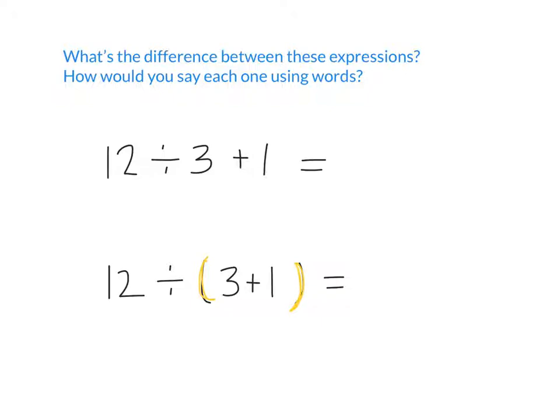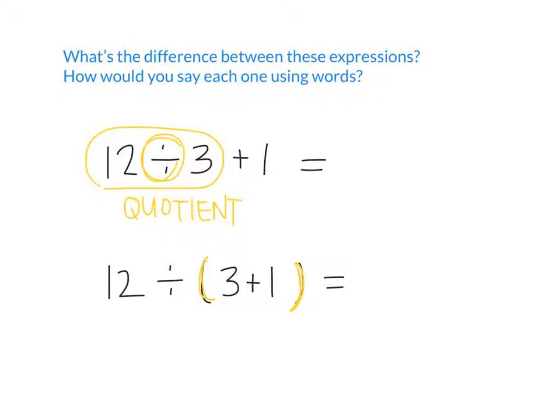Next, I want to ask you, how would you say these using words? This is 12. So what do you do first? 12 divided by 3 or 3 plus 1? When you're using division, what word means division? Quotient. Good, because here I'm finding the quotient of 12 and 3, and then I'm adding 1, right? So I can say the top expression would be 1 more than the quotient of 12 and 3. Do you see how that's how you could say it using words?